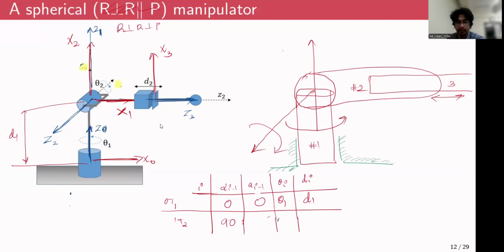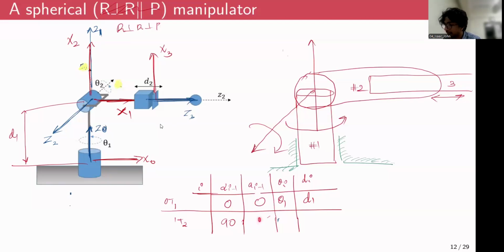What about the link length? It is the distance you have to move along x1 so that the perpendicular distance between x1 and x2 can be compensated. That is going to be 0 because they are already coinciding at the same point.